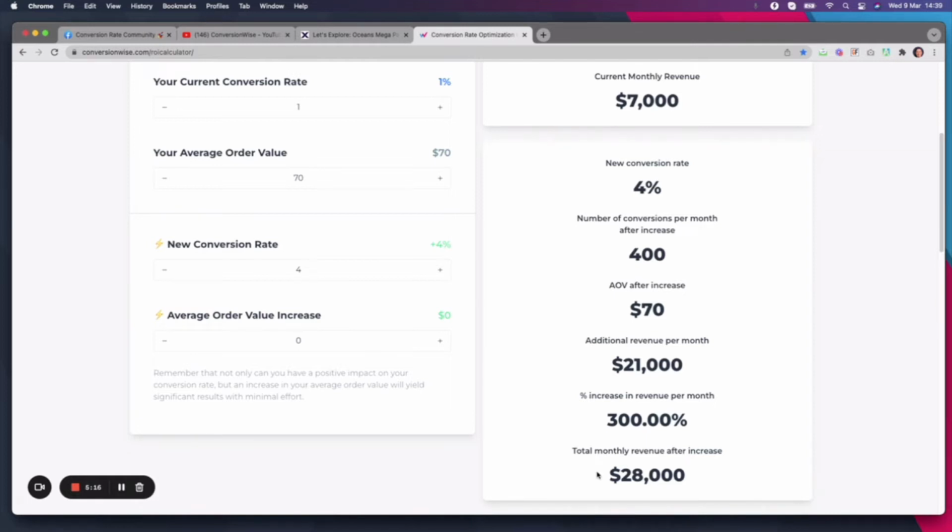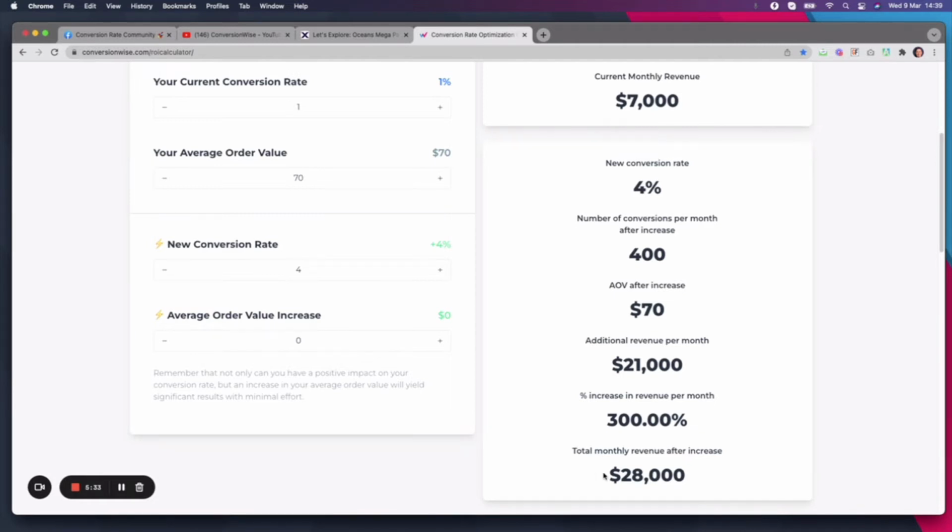Like, I cannot stress the fact that this is from exactly the same amount of traffic as we had the month before and the month before. This isn't by spending any more money in terms of traffic. This is just optimizing what you have. And you can see the power of it.